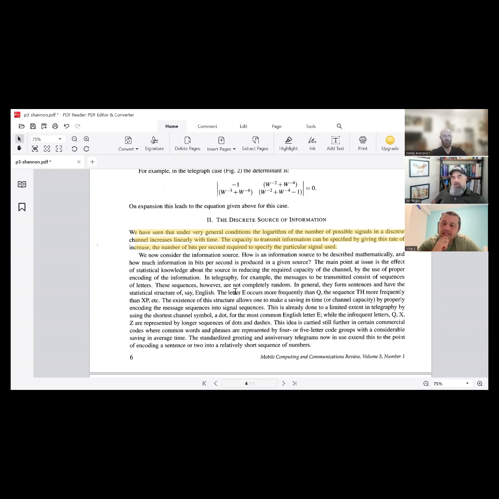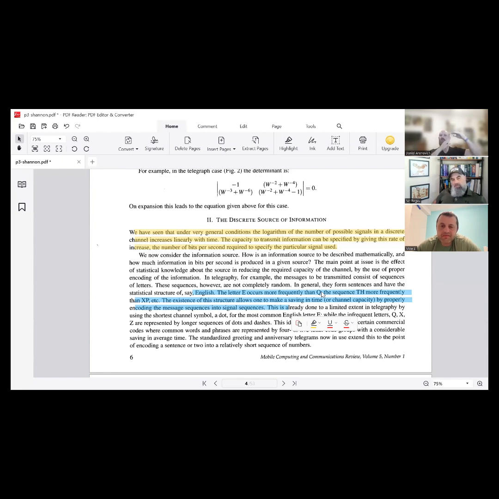Okay, yes. But an example is what you said, which is I think what we do with videos these days, and we're transmitting videos in real time and stuff like that, right? If nothing changes from frame to frame, we just keep 1 bit for it or something like that. Yeah, I think he actually gives an example here where he says in English the letter E occurs more frequently than Q, the sequence TH more frequently than XP, etc. The existence of this structure allows one to make saving in time or channel capacity by properly encoding the message sequences into signal sequences.